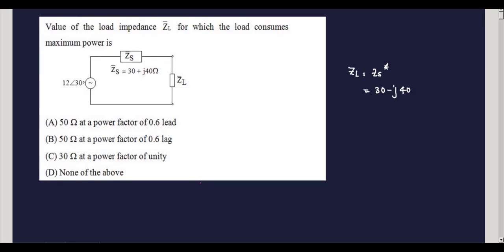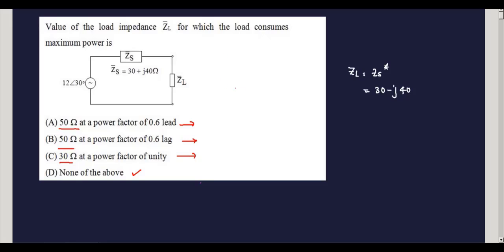But I don't have that answer. 30 minus J40 is not there. Something else is given: 50, 50, 30. So what do we do here? We prove it for none of the above. If you put that in the exam hall and come outside of the exam hall, then you find the answer is wrong. So let's see here.